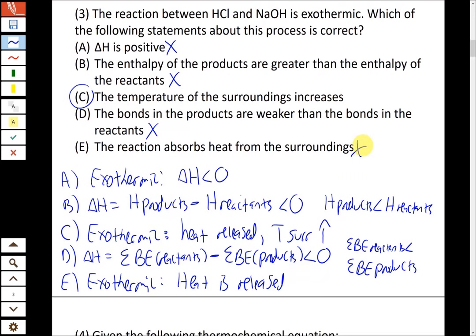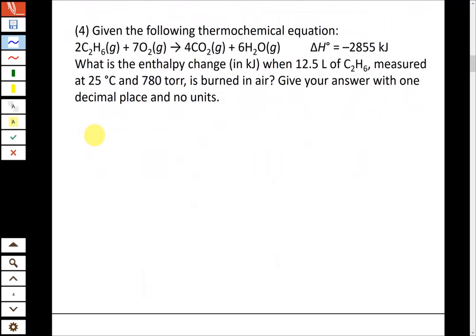So choice C is the only one that checks out correctly for an exothermic process. And basically, if it was endothermic, everything would just be opposite of what I said here. So that's the key distinction between them in terms of the sign of delta H and the relative enthalpies and bond strengths on the reactant and product side. All right, so any questions on that or any of the other concepts dealing with delta H? All right, on to number 4 then.